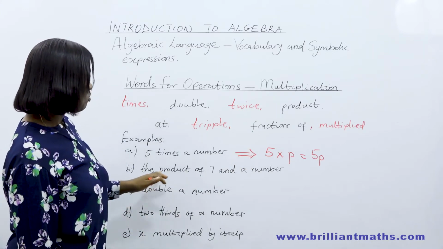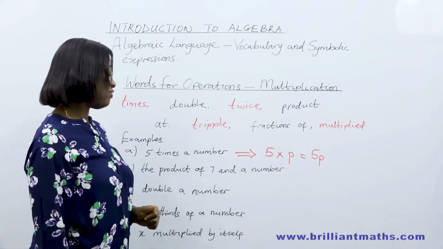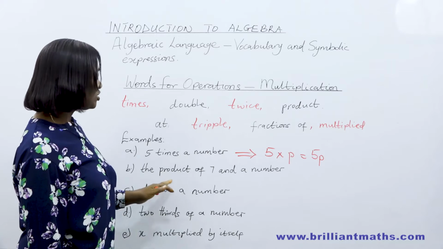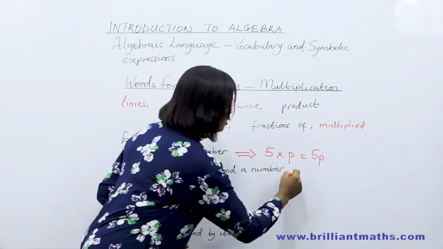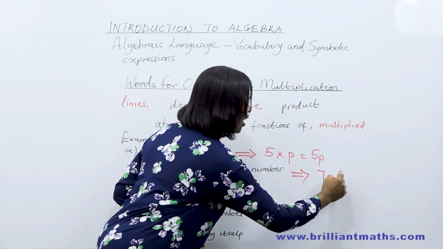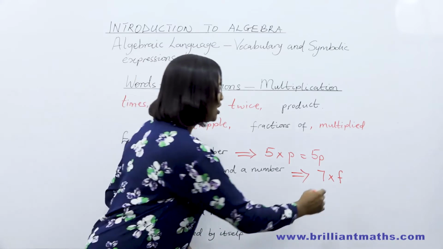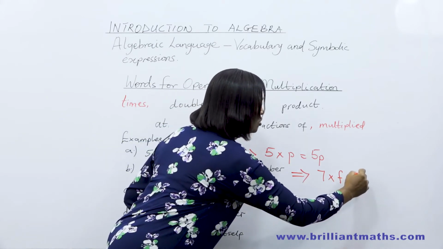Next, the product of 7 and a number. Let the number be F. The product of F and 7 means 7 times F, because product means multiplication. It means times, which is equal to 7F.